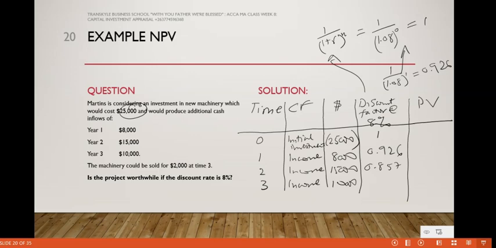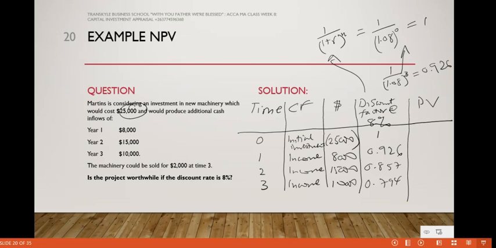Okay, 0.857. You need also to get here, that's here now for the third year. You just have to change this, put a 3 here to the power 3, and you must get your 0.794.